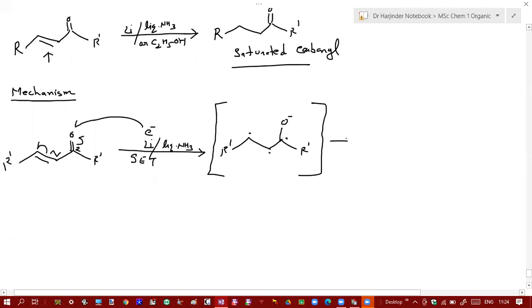What will happen next is, since these two single electrons are present over adjacent positions, they will combine with each other to form a double bond. So you will get this radical anion. What will be the next step? You have a radical anion.